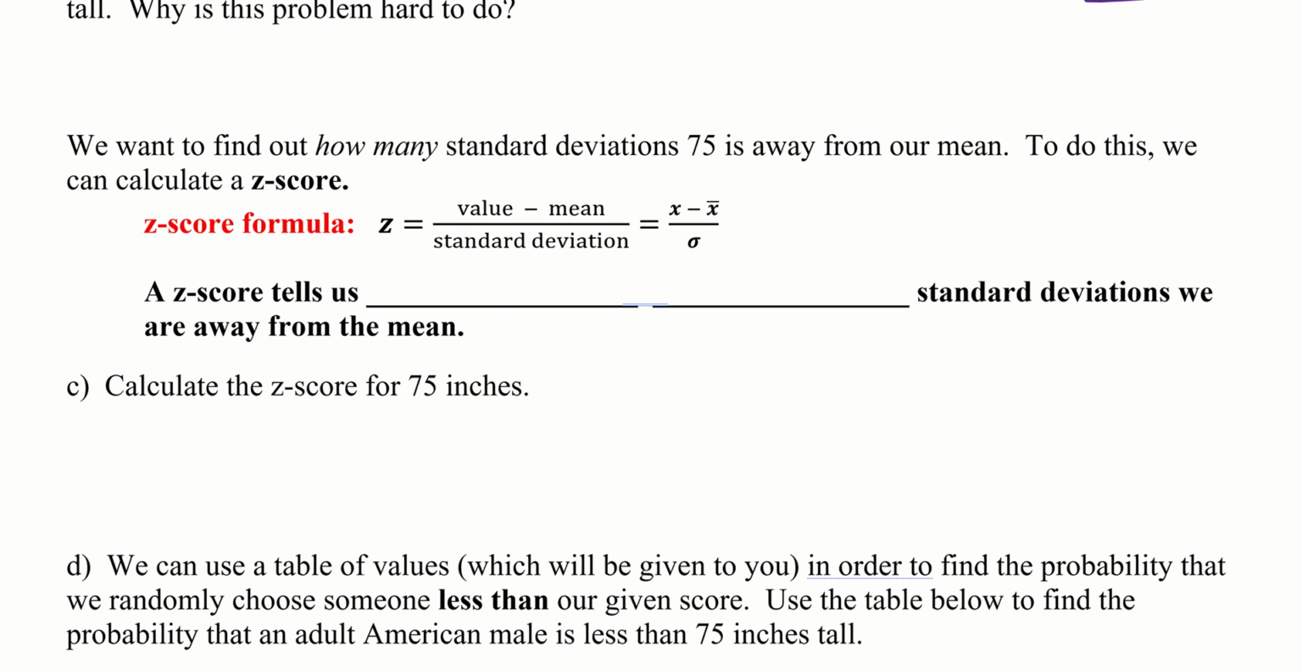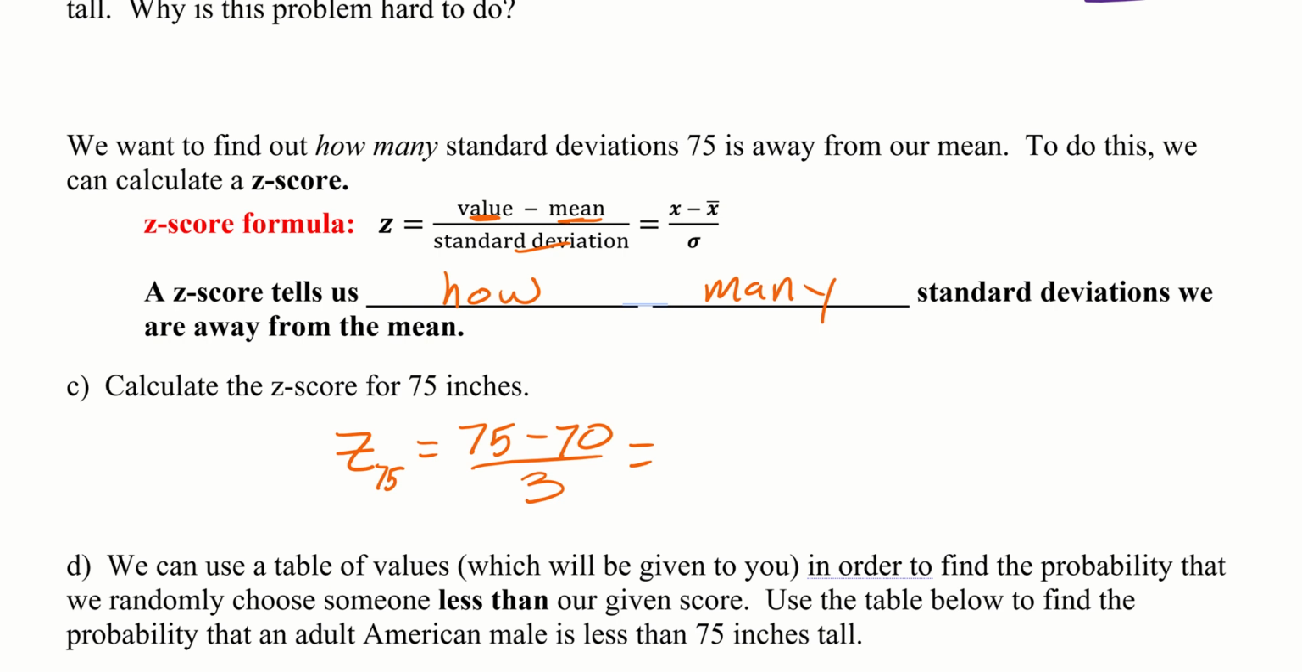Here's the equation for the z-score. It's going to be whatever value you're looking for, minus the mean, divided by the standard deviation. A z-score tells us how many standard deviations we are away from the mean. So for the problem above, we're going to calculate the z-score for that 75 inches. Our z of 75 is our value minus our mean divided by our standard deviation, and all of that information was above in the question.